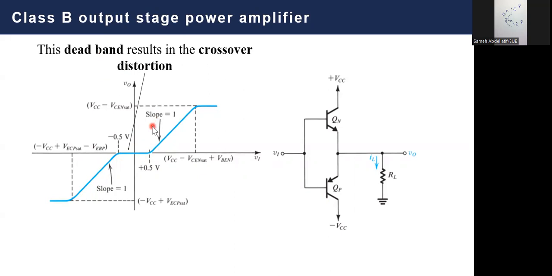So this is a basic difference, my dear students, between class A and class B. In class A, we didn't observe such a dead band. However, in class B, as you can see, there is a dead band between VBEN and VBEP, where both transistors are turned off.